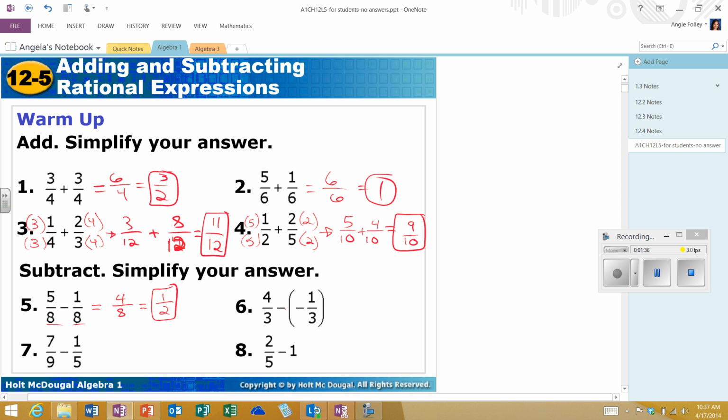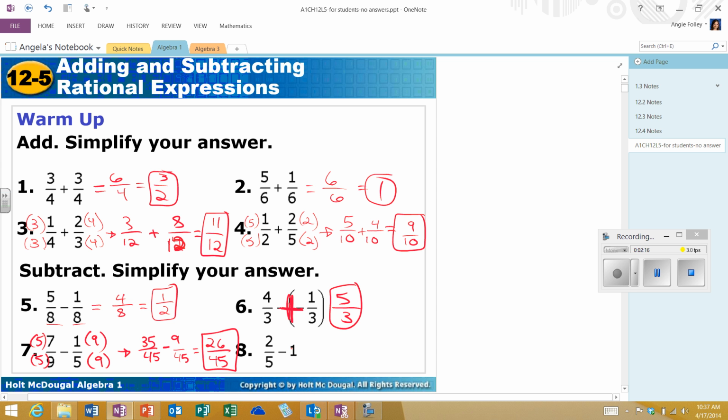Okay, when I subtract, if I have a minus and a minus, it becomes a plus. So 4 plus 1 is 5 over 3, and you can leave it as an improper fraction. All right, 9 and 5, they're not common denominators. So my common denominator is going to be 45. So to get this to 45, I need to multiply by 9. And to get this to 45, I need to multiply by 5. So that becomes 35 over 45 minus 9 over 45, which is equal to 26 over 45, because 35 minus 9 is 26.